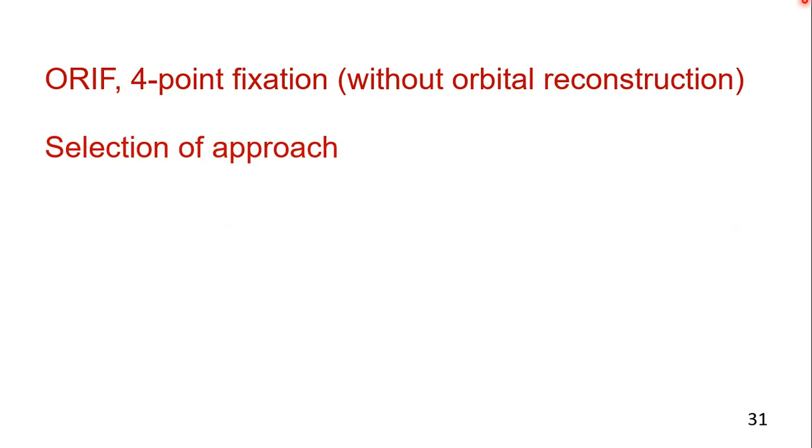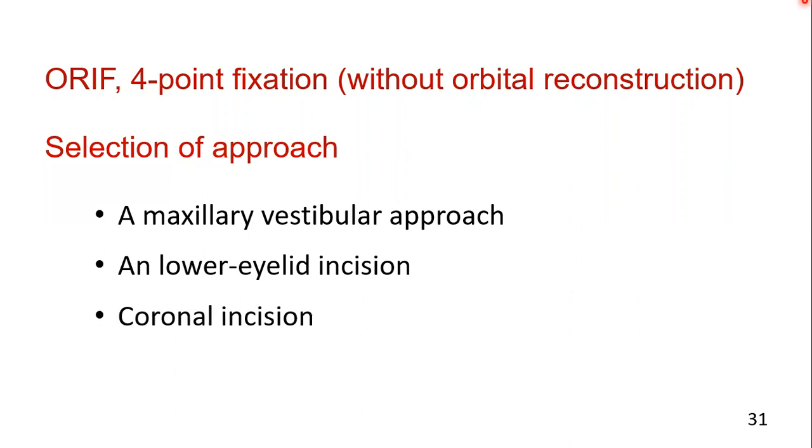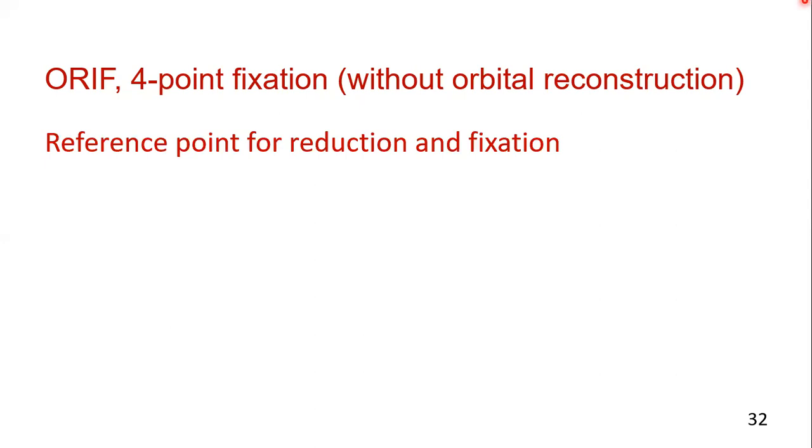Now coming to the selection of approaches, the 3 commonly used approaches, maxillary vestibular approach, lower eyelid incision and coronal incision, are described for 3-point fixation. Zygoma reduction methods are the same as previously described. Now, if the lateral wall of the orbit is not comminuted, that is the most important landmark to determine whether the proper reduction has been performed.